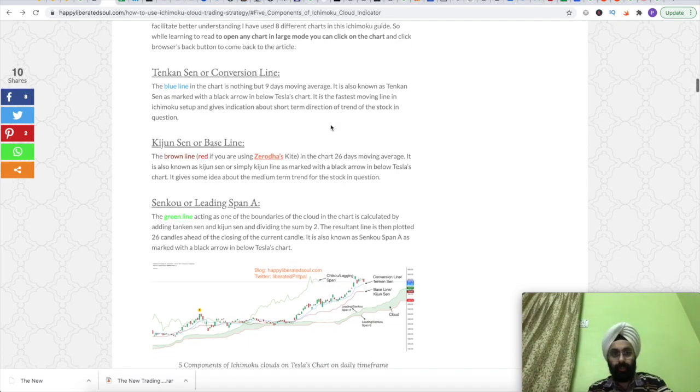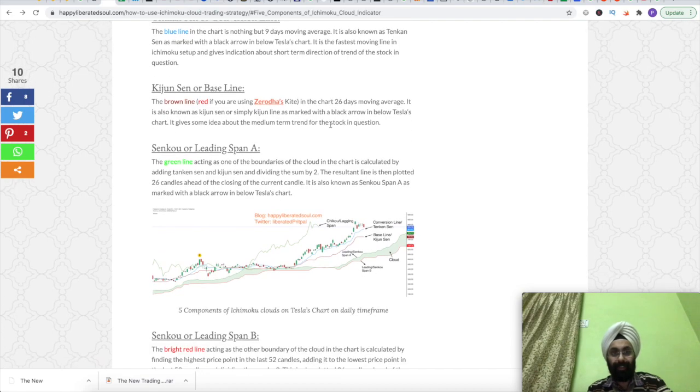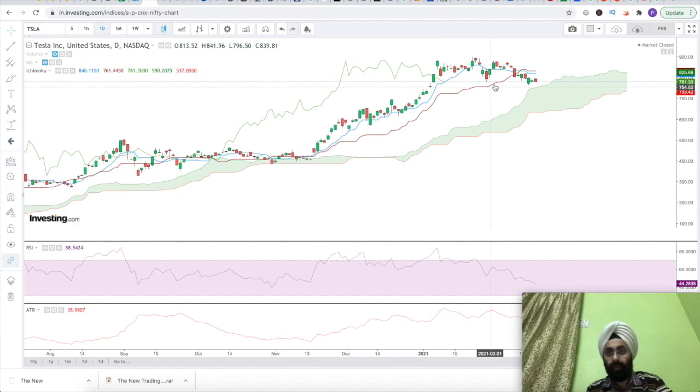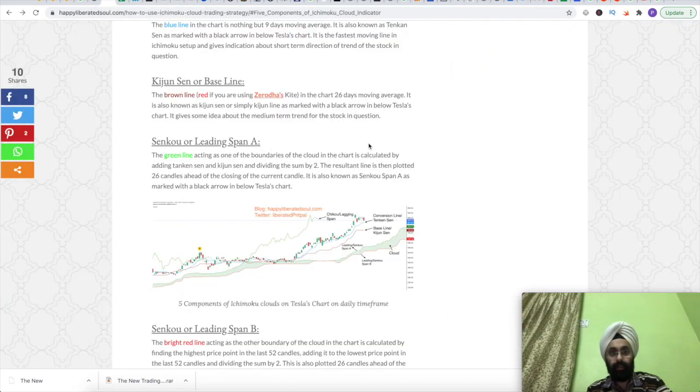So this is about the conversion line, and the second line is the red line or the brown line. It appears quite brown if you are using investing.com, a brownish shade. This one I am talking about is nothing but a 26-day moving average. We are simply plotting a 26-day moving average on the chart and giving it the name baseline. It is also known as Kijun-sen. The Japanese term is Kijun-sen, or simply we can call it Kijun.